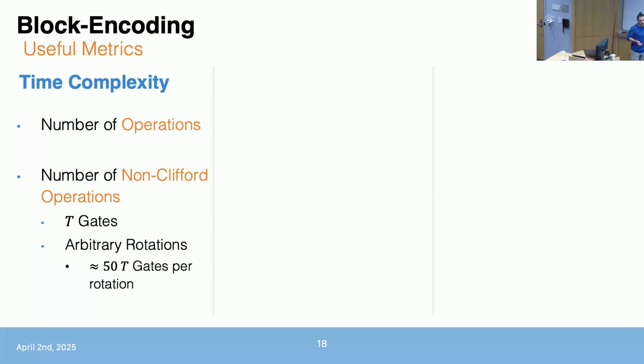And then also arbitrary rotations. The reason that we do this is we typically implement arbitrary rotations using T-gates. And it depends on how precisely you want to do your arbitrary rotation. But just as a quick back of the envelope sketch, you can think of about 50 T-gates per rotation.